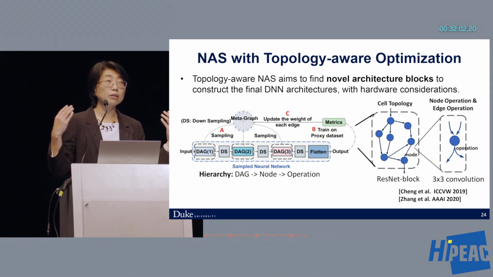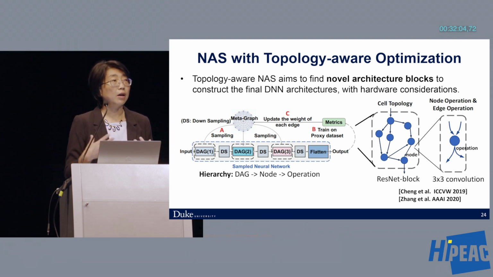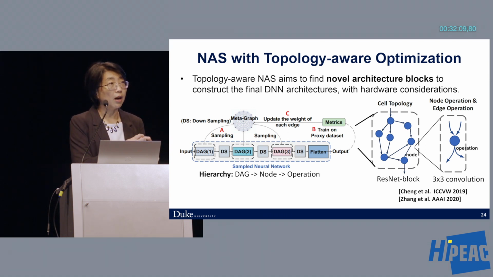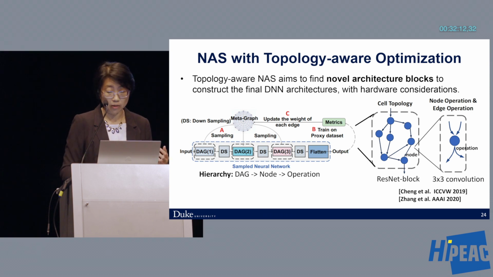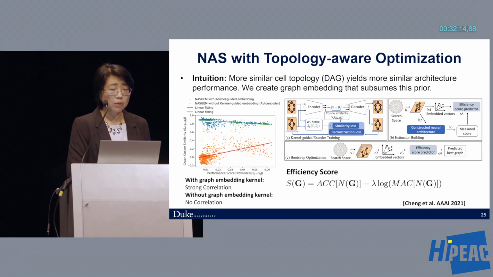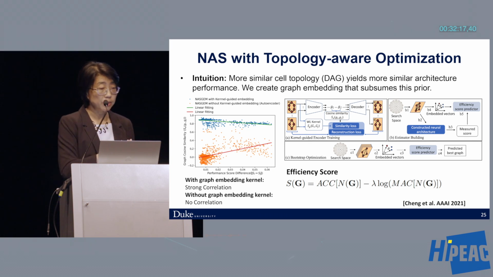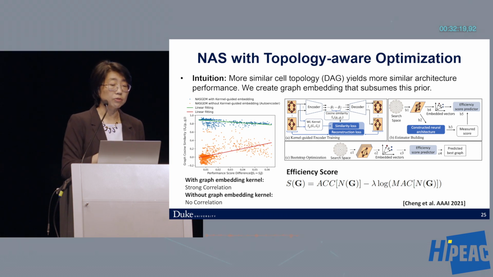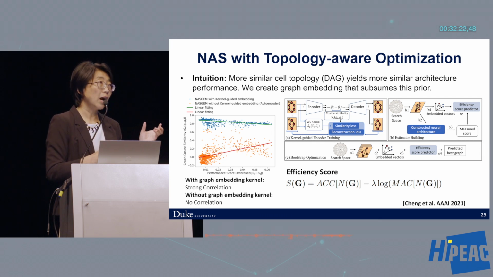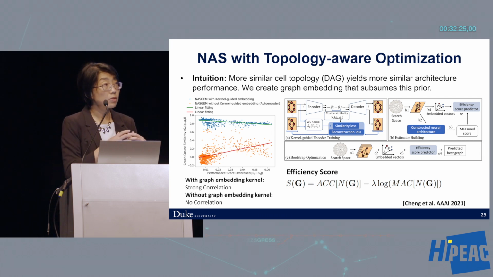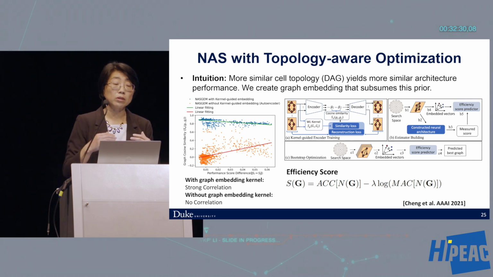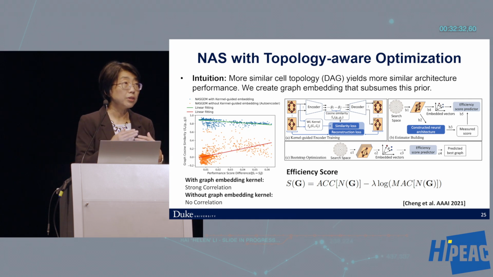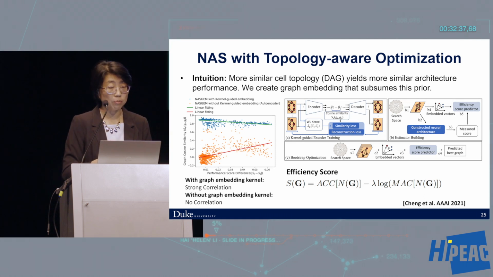In fact, at the very high level, many people take a similar structure. The approach here is how we can discover some new topologies. Considering time, I will just give a very simple explanation. Our intuition is that similar cell topologies will result in very similar architecture performance, and we tend to discover how to build correlations in between.